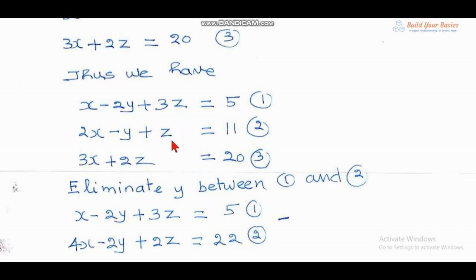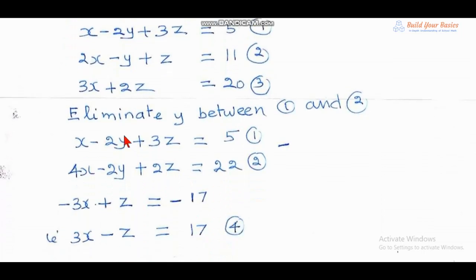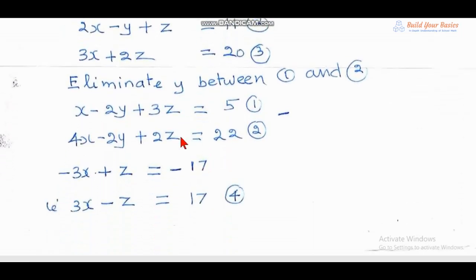So multiply the second equation by 2. x − 2y + 3z = 5, first equation as it is. Multiply the second equation by 2. That is 4x − 2y + 2z = 22. Subtract. −3x + z = −17. Changing sign throughout, 3x − z = 17. Equation 4.